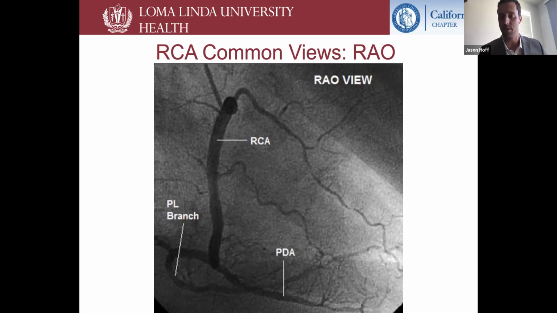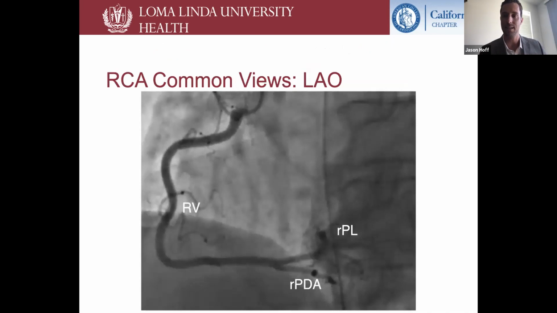The anatomy for the right coronary artery is much easier to learn than the left, because it's got that classic C shape like this. So if you see that, you know you're looking at the right coronary artery.